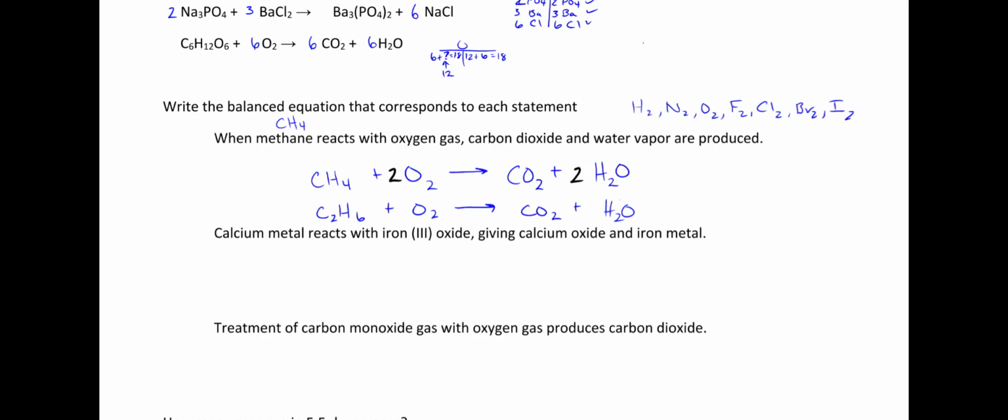Well, the process would initially seem the same, wouldn't it? So we want to balance oxygen last. So I've got 2 carbons. So I'll put a 2 here. I've got 6 hydrogens. The only hydrogens over here are in the water. So to get 6, I need 2 times 3.